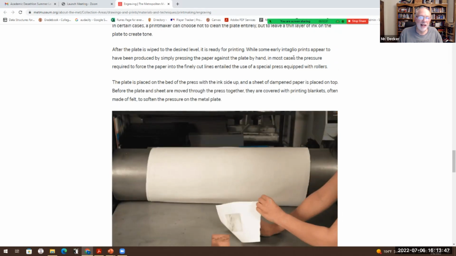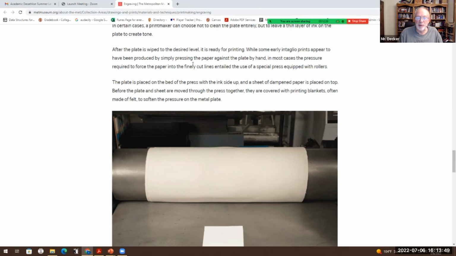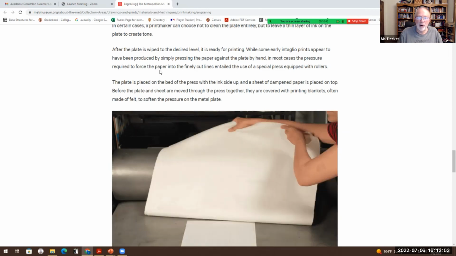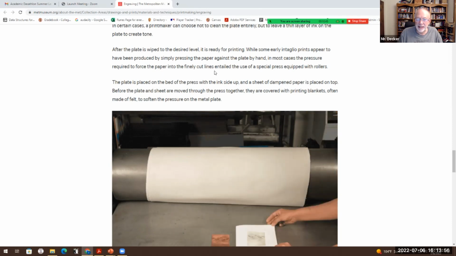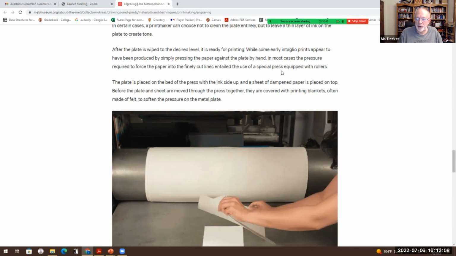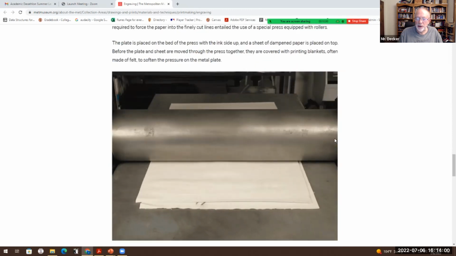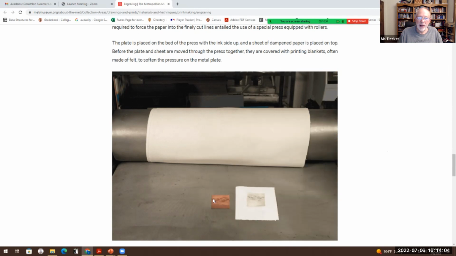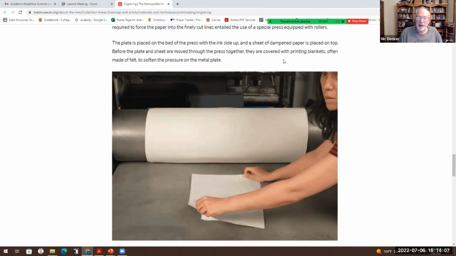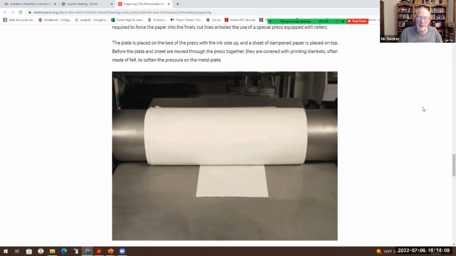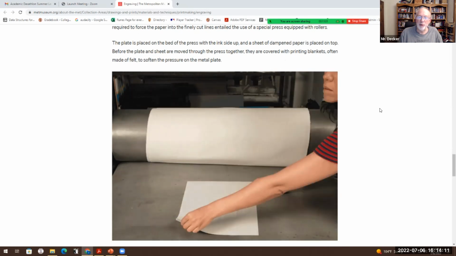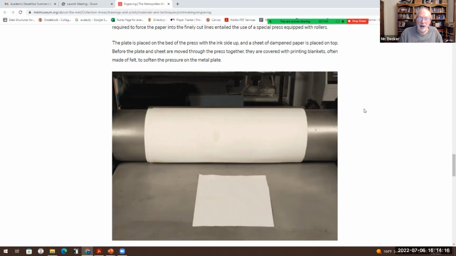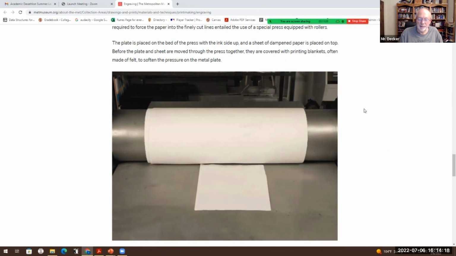While some early intaglio prints appear to have been produced by simply pressing the paper against the plate by hand, in most cases, the pressure required to force the paper into the finely cut lines entailed the use of a special press equipped with rollers. You can see the rollers here. The plate is placed on a bed of the press with the ink side up, a sheet of dampened paper placed on top, and before the plate and sheet are moved through the press together, they're covered with printing blankets, often made of felt, to soften the pressure on the metal plate.